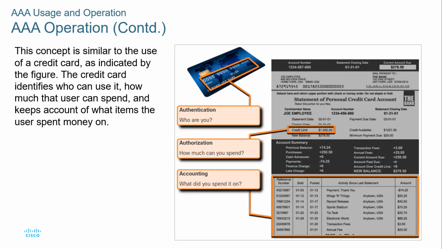So here's an example of a bank statement. You have authentication. You have a way to verify you are who you are: a debit card with a PIN number. What are you authorized to do? That could be your credit limit, or that could be your available balance for the day. And then the logging aspect will actually be a log of what was spent.